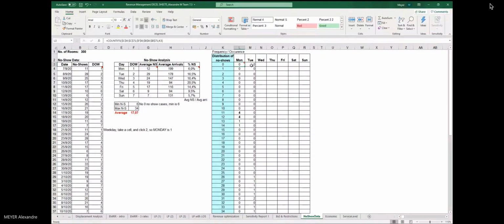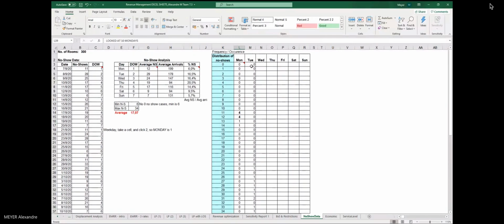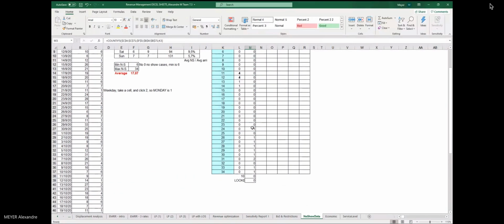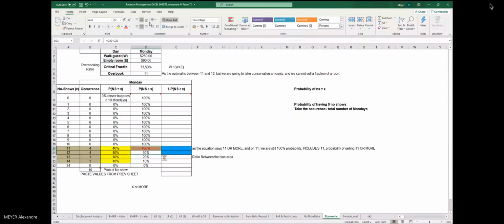If you do the same thing, it's the COUNTIF. You can see the formula on the top, and the only thing you would change is the day of the week. For Tuesday, you can look at the distribution; it's a lot more spread out: 1, 1, 1, 1, 1, 1, 2, 0, 1, 1. Here, we'll just take Monday as an example, because it's the same principle for all days. Once you have found your distribution, you can start to calculate your overbooking ratio.